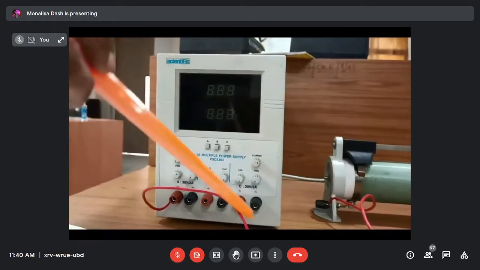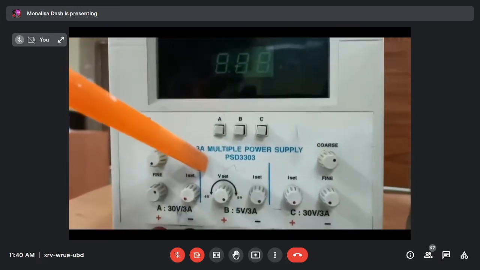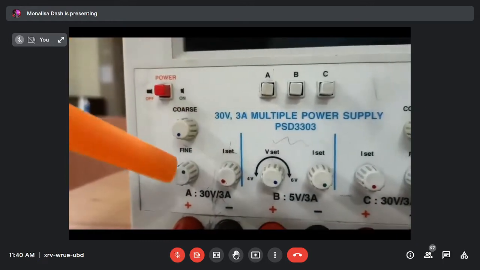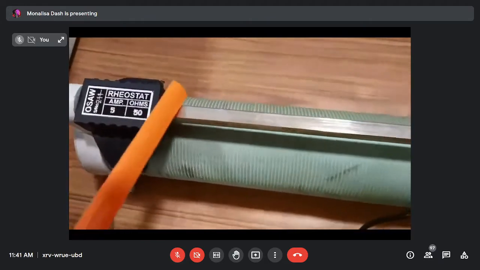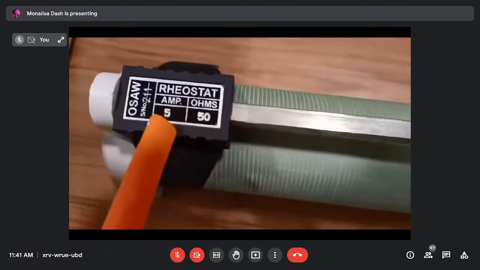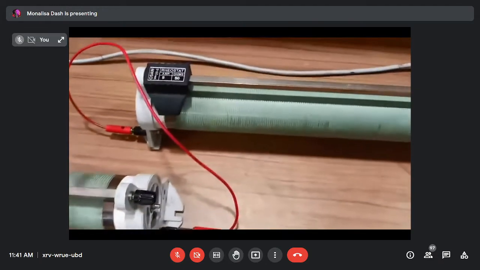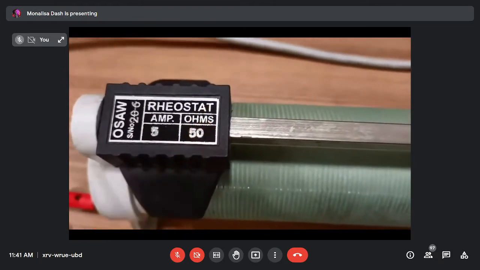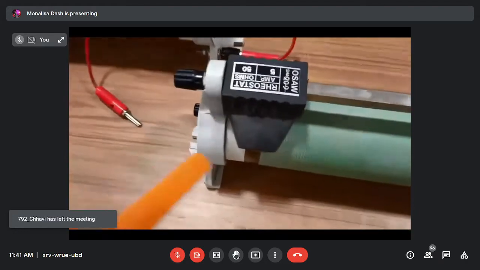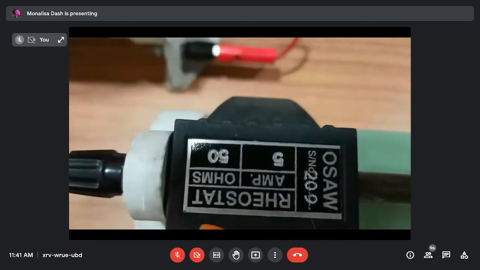This is our DC regulated power supply, whose rating is 30 volt and 3 ampere. This is the output, positive and negative. This one is our rheostat R1, whose rating is 5 ampere and 50 ohm. The same three rheostats are there: this is the first, this one is the second, same 5 ampere and 50 ohm, and this one is the third, also 5 ampere and 50 ohm.